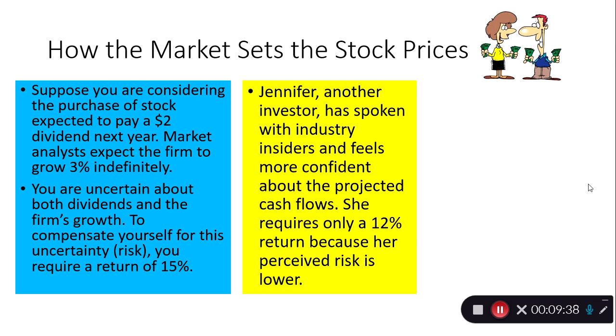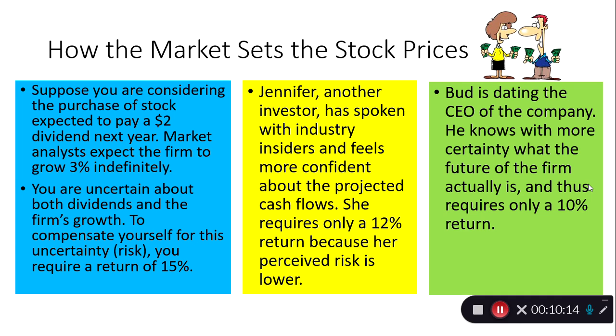Another investor, Jennifer, has spoken with an industry insider and feels more confident about this company's cash flow. She knows a little bit about the product that the company is producing, and she doesn't have that much uncertainty like you. So she requires only a 12% return because she has more information. Her perceived risk is lower. That's why she requires a lower KE, or rate of return, in order to invest in this.